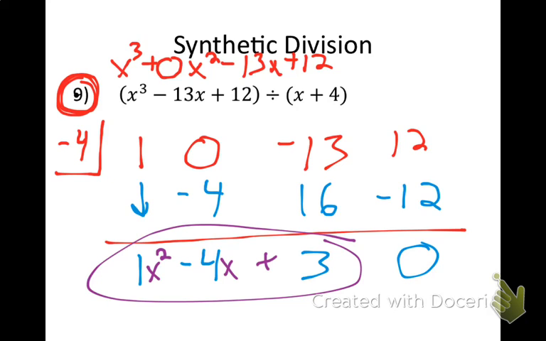All right, nice job. Again, on your assignment today, you can use either method, long division or synthetic method. It's okay. Here is your assignment.